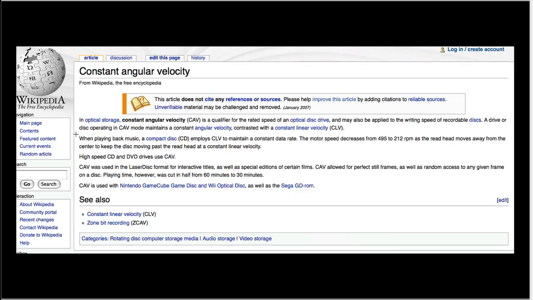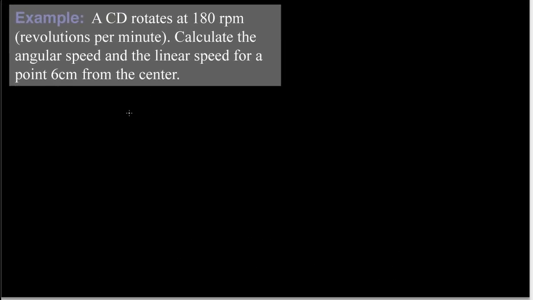If you read this paragraph right here, when playing back music, a compact disc employs constant linear velocity to maintain a constant data rate. In other words, because the radius keeps increasing, the CD player has to keep changing the angular velocity so that the linear velocity remains constant. Our example will use a CD player that rotates at a constant 180 RPMs. RPM stands for revolutions per minute.